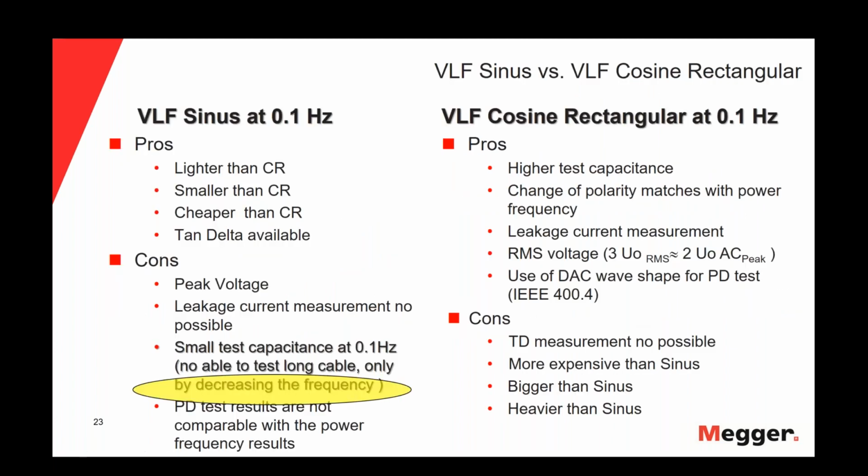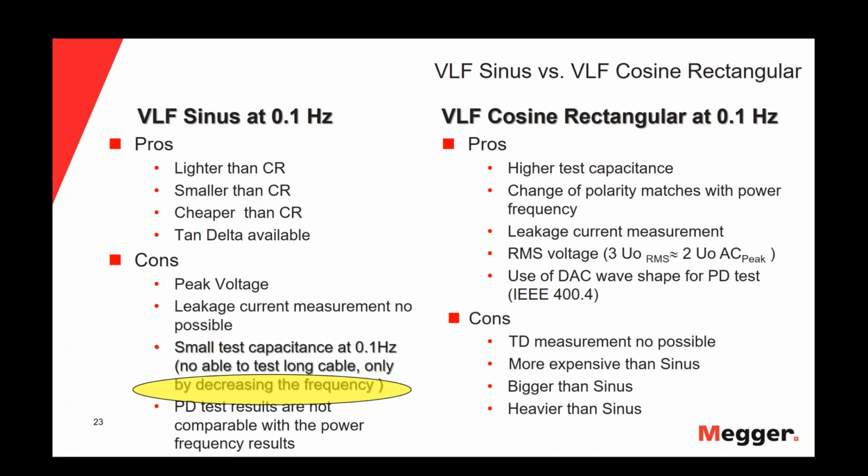So, continue with the cons of the VLF sinus. We have, of course, that the PD test results are not comparable with the power frequency results. There is a frequency dependence of the partial discharge, which means that when you do a partial discharge test at power frequency, you will see some PD activity that you will not see if you decrease the frequency to 0.1 hertz. So the partial discharge has a dependency on the frequency, and if you reduce the frequency below 60 hertz, some partial discharge activity will disappear.